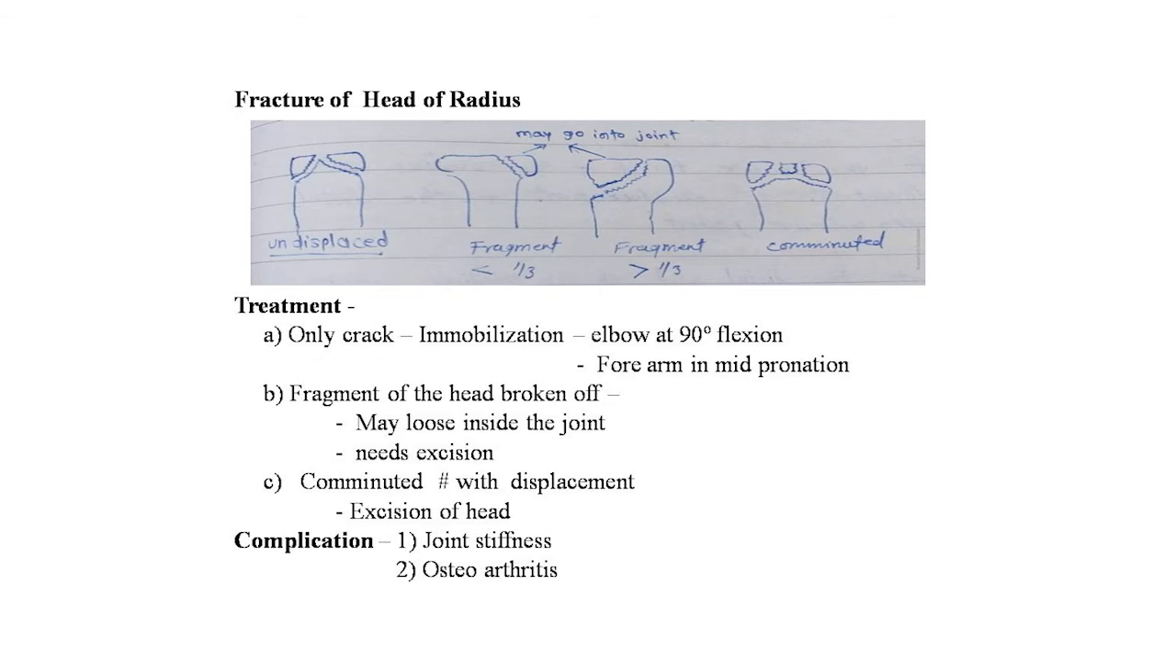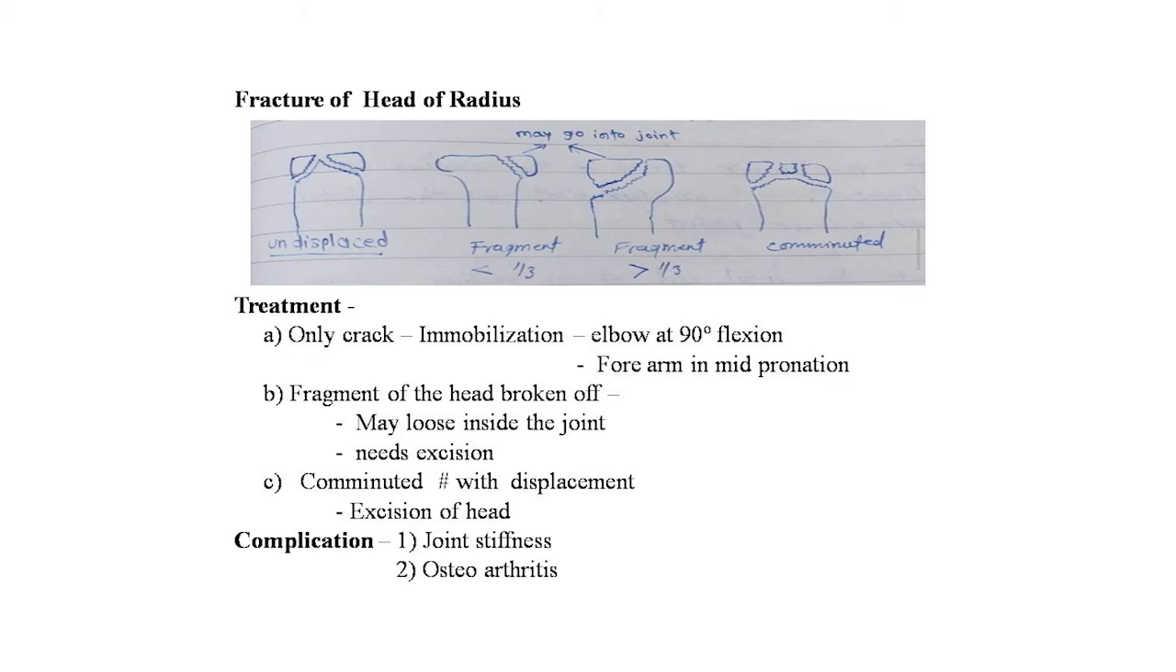The first image shows the undisplaced fracture, and the second image shows a fragment less than 1/3 that may go into the joint. The third image shows a fragment more than 1/3, and the fourth image shows the comminuted fracture of the head of the radius.